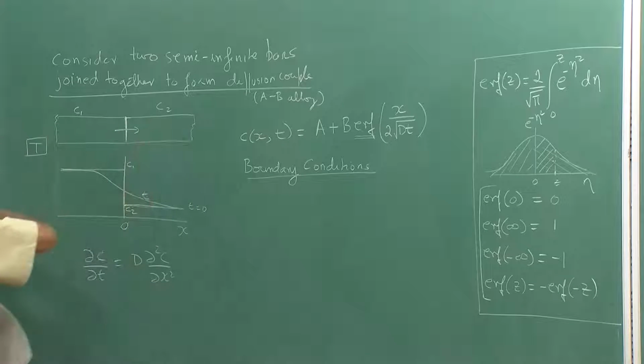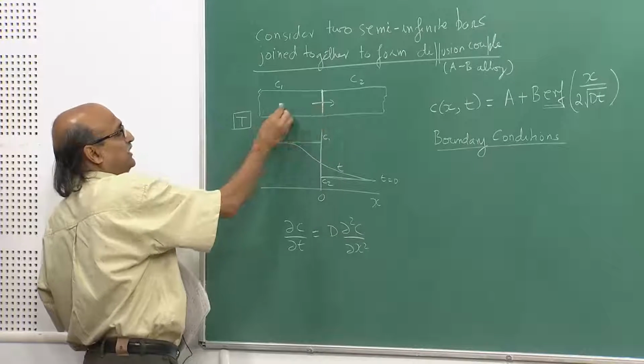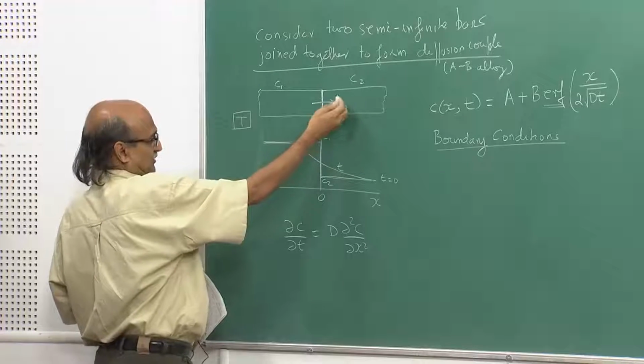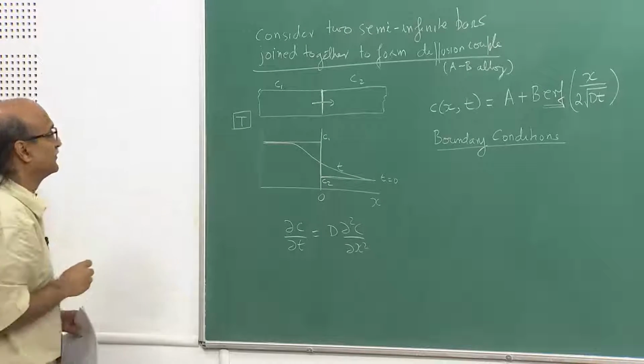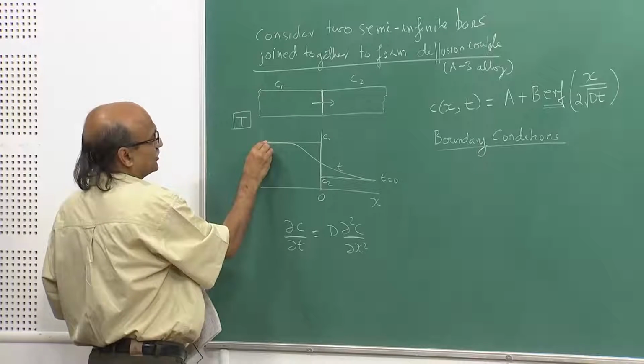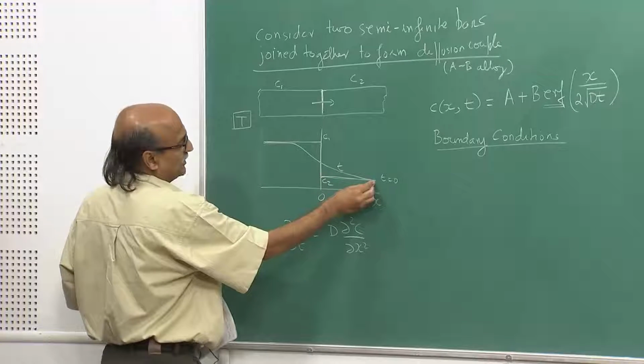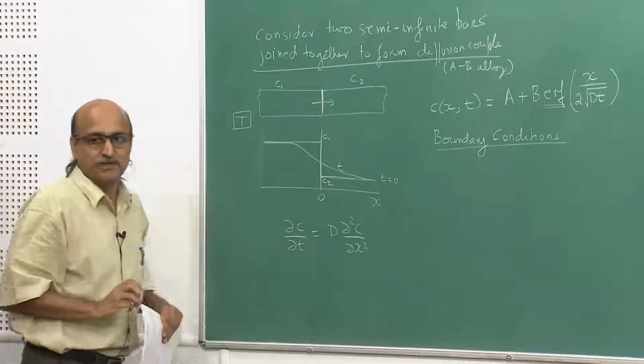So, let us look at this problem now. What is the concentration far away from the interface on either side of the interface? Far away on the left, the concentration will be C1, and far away on the right of the interface, the concentration will remain as C2.